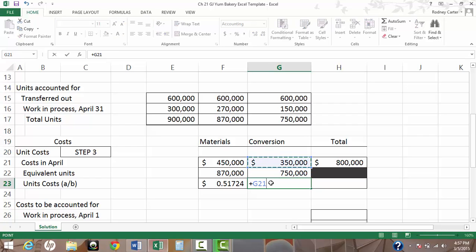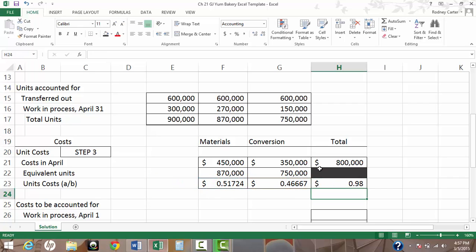And I'll do the same thing here for conversion. I show about 47 cents here. And how do I total it? I do the same thing. I just need to add these together. There's a lot of errors here on the past exam. Don't try to reinvent this average over here. You just take this plus this equals this.